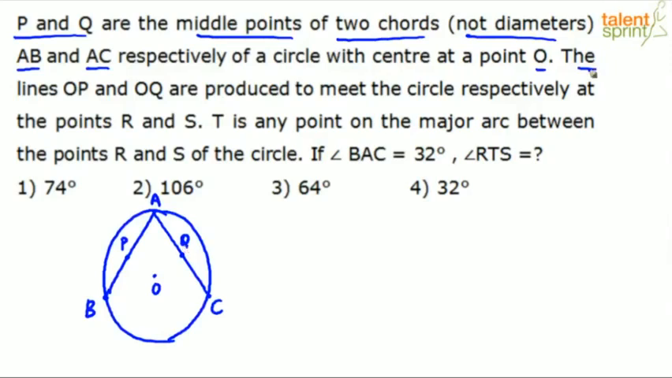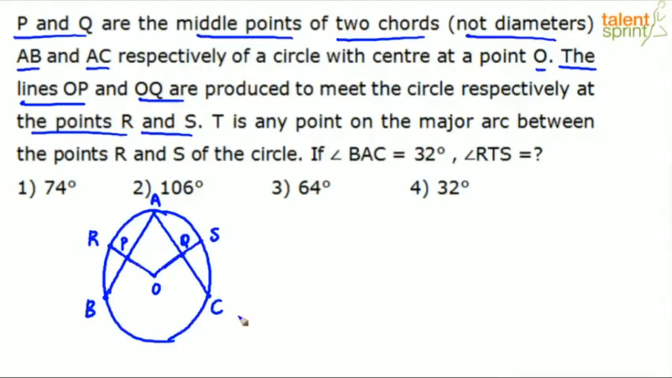Now, the lines OP and OQ are produced to meet the circle respectively at the points R and S. See, from the center O, the line OP is extended. It is produced to meet the circle at the point R. And OQ is extended to meet the circle at the point S. You getting it? OP is extended. OQ is extended. Remember, P and Q here are the middle points of the chords AB and AC.